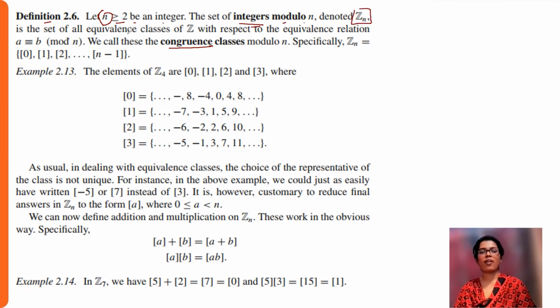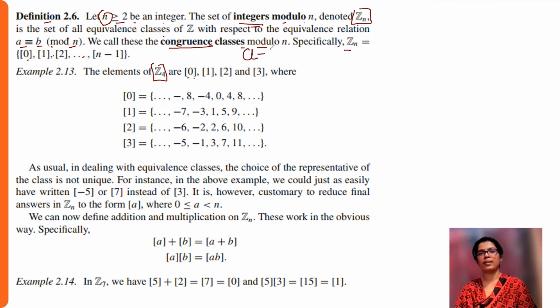It is the set of all equivalence classes of Z. If you have studied equivalence classes, that's very good; otherwise we will look here at how to find equivalence classes of Z. That means we have the relation A congruent to B mod n. We call these congruence classes modulo n, and we can define Zn of this type. So for example, the elements of Z4 are what?